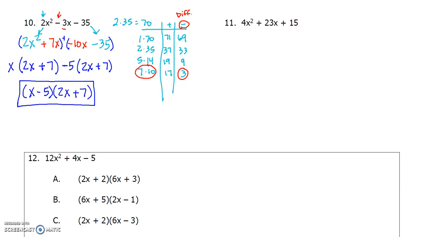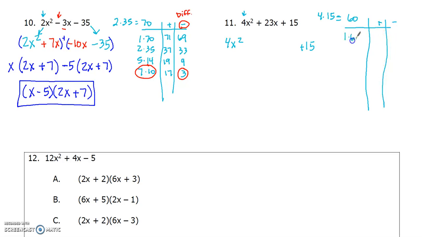Okay, let's try the next one, number 11. Again, I don't have a greatest common factor. I can't do grouping. I have a trinomial. It has a lead coefficient. So that means I am bringing my first term down, and I'm bringing my last term down, and then I am multiplying 4 times 15, which will give me 60, and that is what I'm factoring.